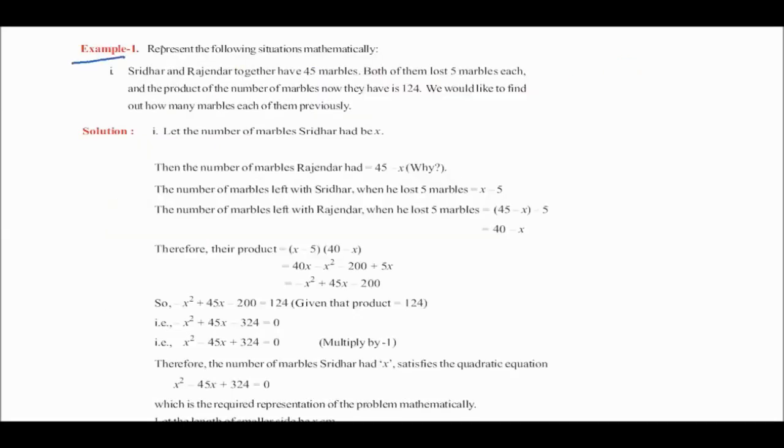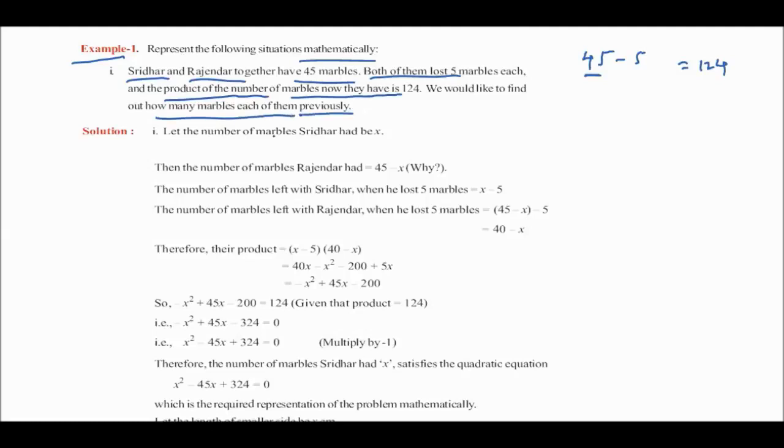So start with example 1. Represent the following situations mathematically. Sridhar and Rajendra together have 45 marbles, and both of them lost 5 marbles each. The product of the number of marbles they have after losing is 124. We would like to find out how many marbles each of them had previously.